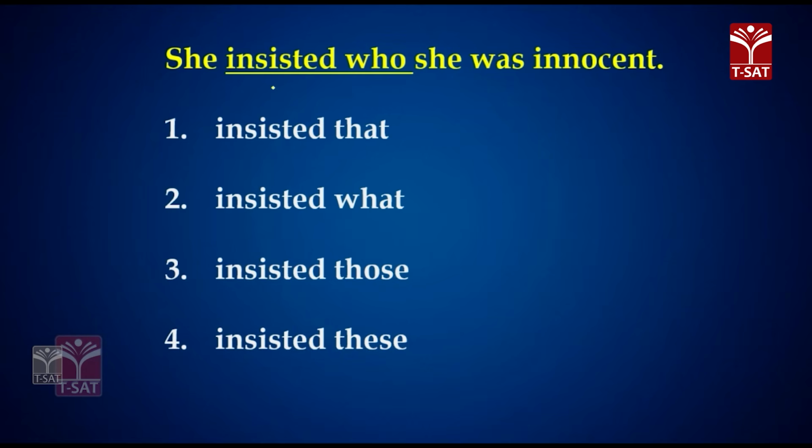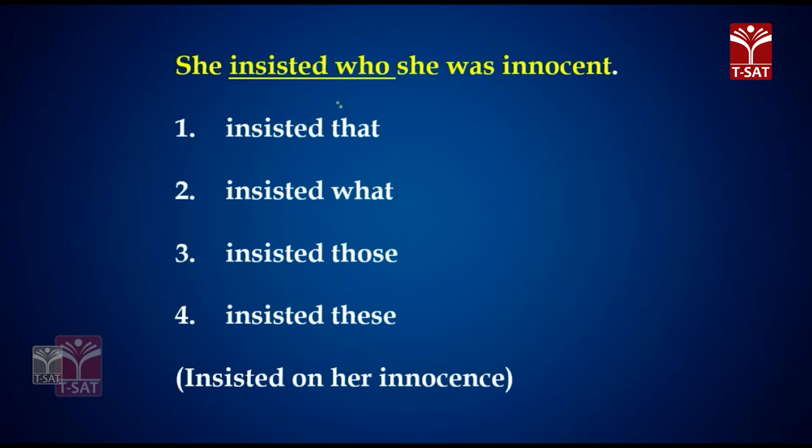Now, let us take the second one. She insisted who she was innocent. So, this has a structural problem. The word insist is followed by on or that clause. So, you cannot say insisted who, it is incorrect. So, she insisted that she was innocent. You cannot say insisted what she was innocent, or those and these. So, these you can eliminate.